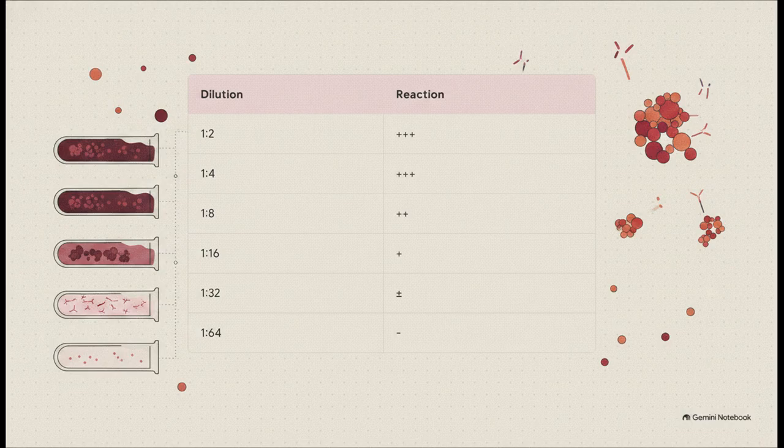By 1:16, it's just a single plus. Then at 1:32, we get a plus-minus. That's a super weak borderline reaction. And finally, by 1:64, the reaction is totally negative. You can literally trace how the visible cross-linking decreases right along with the antibody concentration.